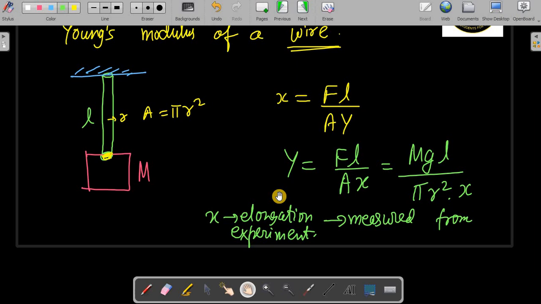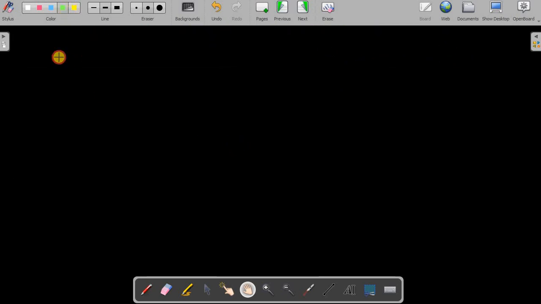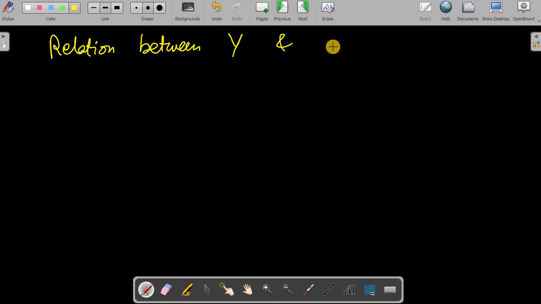Now let us note the next important thing. The next important thing we should note about is the relation between Young's modulus and interatomic force constant.